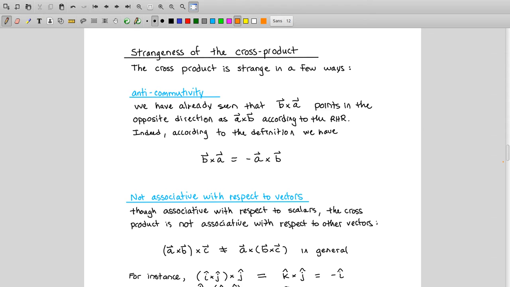First of all, we already mentioned that B cross A points in the opposite direction as A cross B. Now that we have a definition for it, we can verify that in fact these are exact opposites. B cross A is negative A cross B, which means that the cross product is what we call anti-commutative. It's not commutative. You don't get the same thing when you switch the order of the vectors. In fact, you get the exact opposite. So just have to remember that.